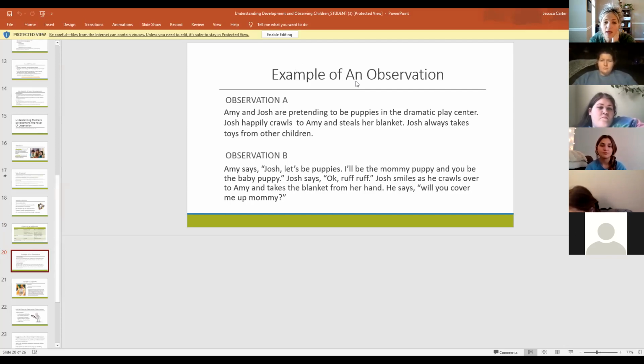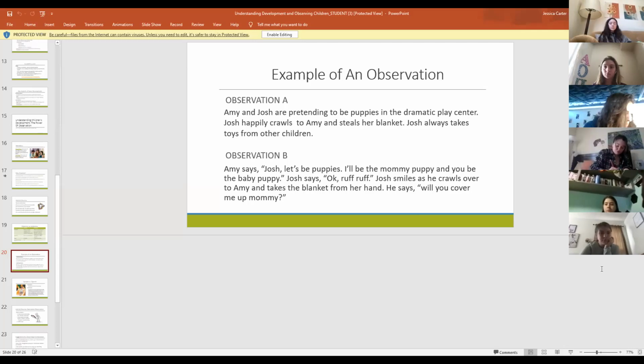Same scenario. Amy says, "Josh, let's be puppies. I'll be the mommy puppy and you be the baby puppy." Josh says, "Okay, ruff, ruff." Josh smiles as he crawls over to Amy and takes the blanket from her hand. He says, "Will you cover me up, mommy?" So talk to me about the differences that you see between these two, observation A and observation B.